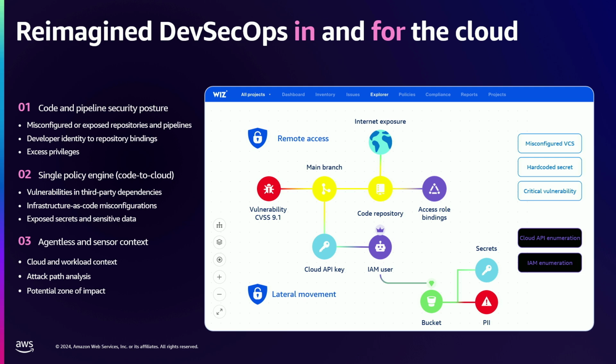With that, on the 3rd bullet here, it's very important to have agentless and sensor context so we can truly understand the risks in the code and what they mean in our cloud environment. And with that, we also need to understand what the attack paths are that can originate from the code, lead to our cloud environment, and whether any of them manifest in runtime.